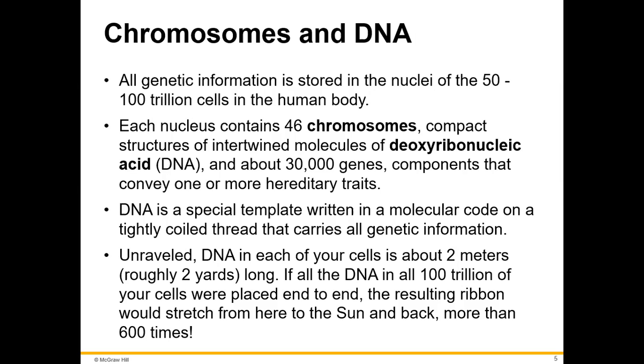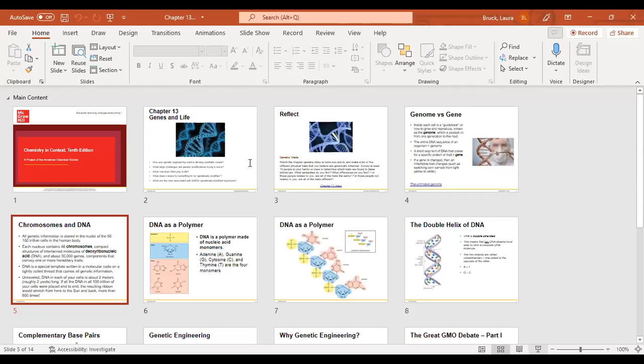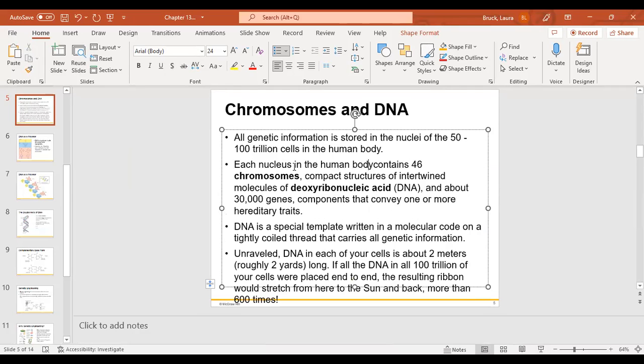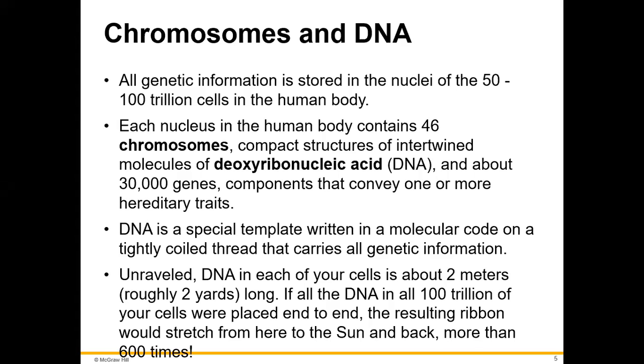Each nucleus within humans, because we're not talking about corn, and corn has different numbers of chromosomes, each nucleus in the human body contains 46 chromosomes. Again, different organisms have different numbers of chromosomes. And so what is a chromosome? It is an extremely compacted version of DNA.